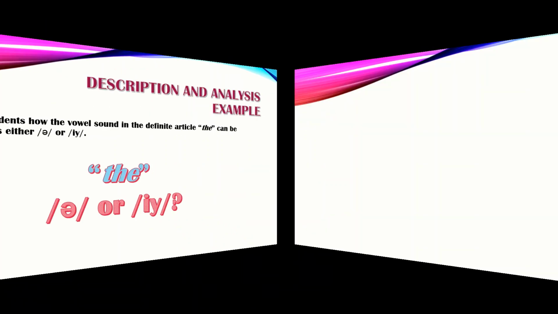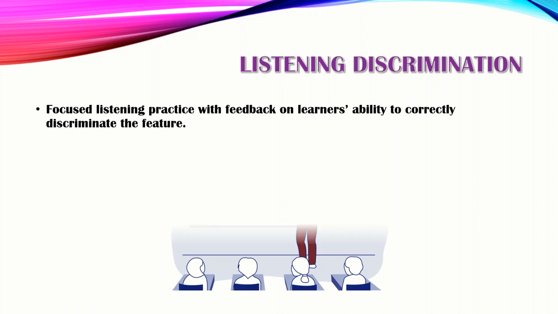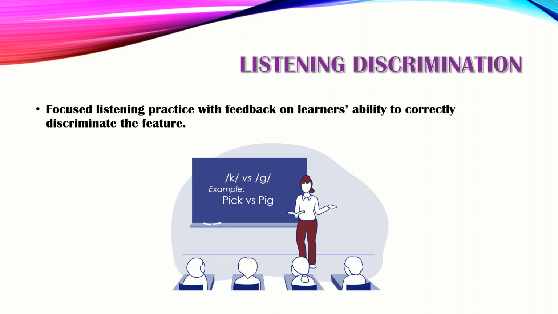This second stage of the communicative framework is a focused listening practice with feedback on learners' ability to correctly discriminate the feature. And here, students must listen to the new feature and identify it or distinguish it from other similar features. For example, below we can look at two similar consonant sounds, which are k and g, as in the words pick and pig.